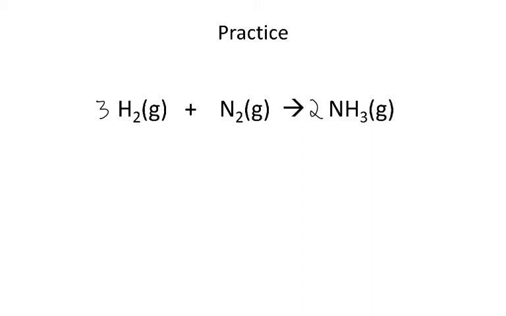All right, so then I go to the nitrogen. I have 2 nitrogens, and now I have 2 times 1, so I have 2 nitrogens on the product, and so the nitrogen is also balanced. And so this equation is finished.